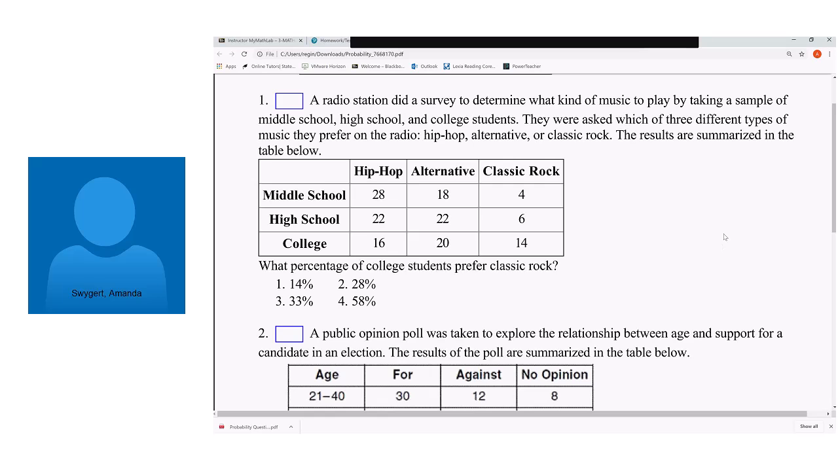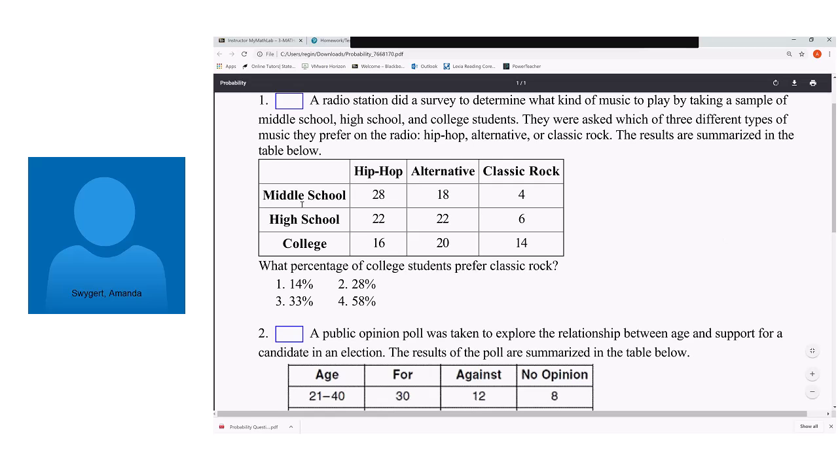So back up to number 1. A radio station did a survey to determine what kind of music to play by taking a sample of middle school, high school, and college students. They were asked which of the 3 different types of music they prefer on the radio: hip hop, alternative, or classic rock. And the results are summarized in the table below. Now, notice how organized the table is. If you need to create a table of survey results, of questions that you asked, you should have labels. If those labels are not there, we're going to have no idea what those numbers represent.